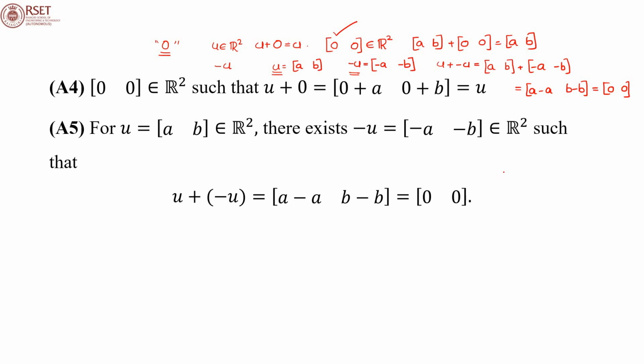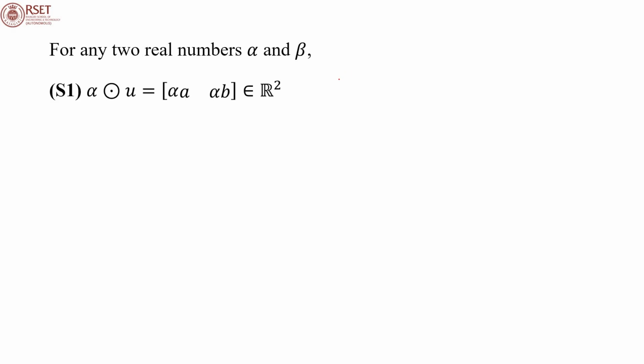Now let us consider all the 5 properties of scalar multiplication. For any two real numbers alpha and beta, the first property is that alpha dot u must be an element of R2. So alpha is any scalar. Here we consider the scalars as real numbers. So scalars are real numbers, remember.